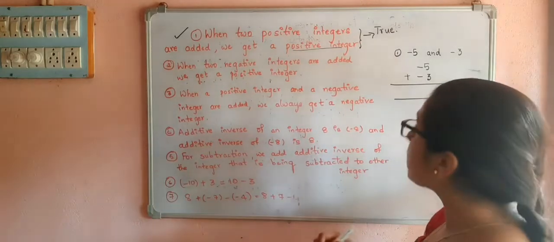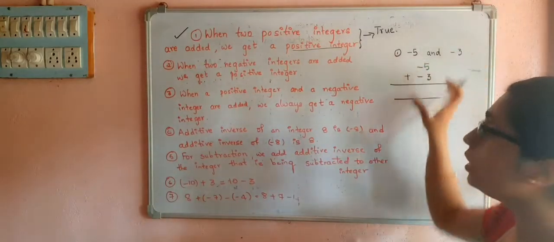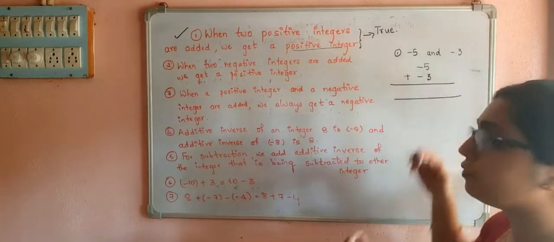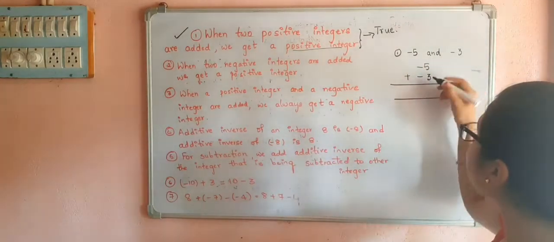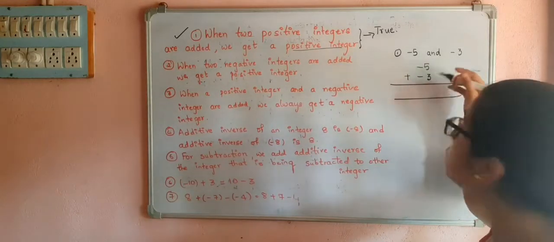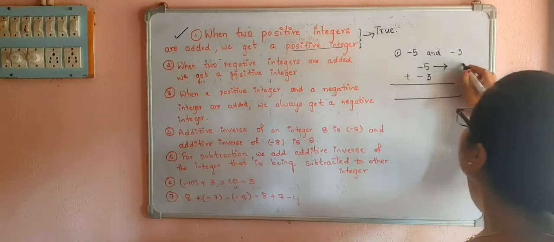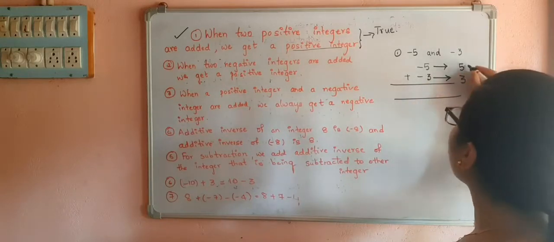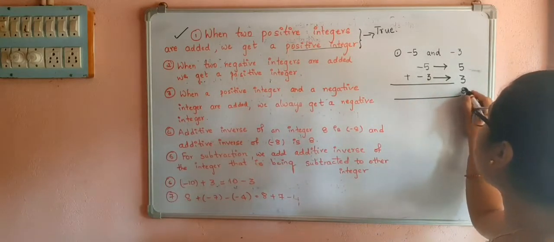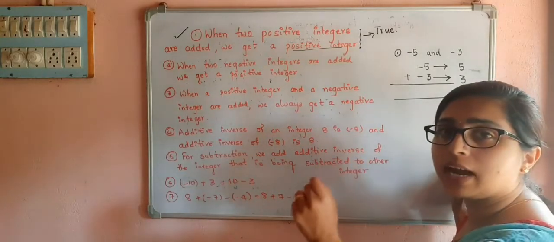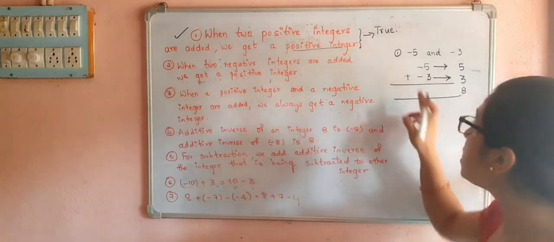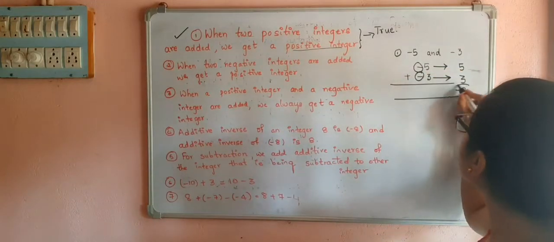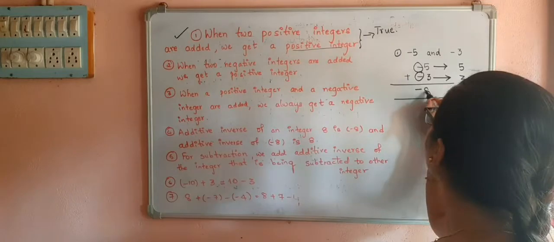I have already explained that when two integers have the same sign, we have to take the sum of their absolute values. The absolute value of minus 5 is 5. The absolute value of minus 3 is 3. When I add these two, I will get 8. Then I will keep the sign which is common to the integers. The common sign is minus. So that will be minus 8.